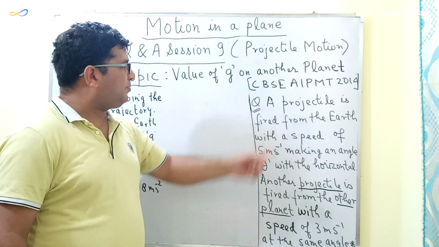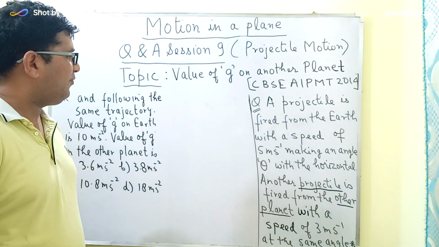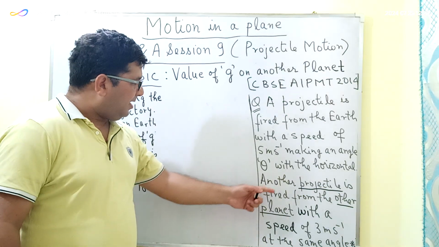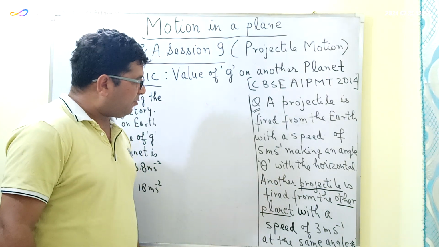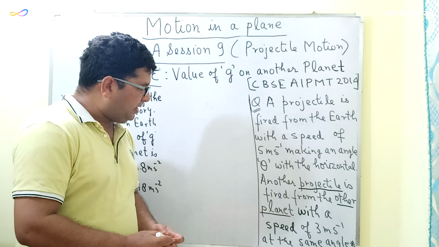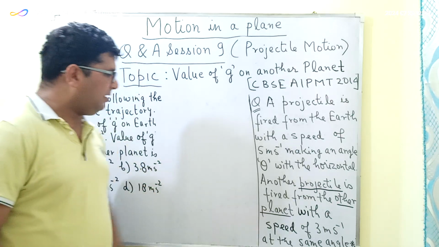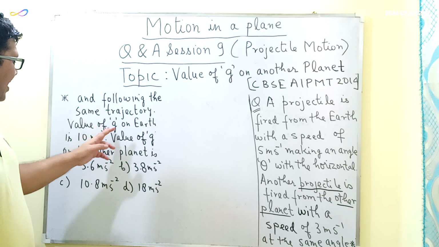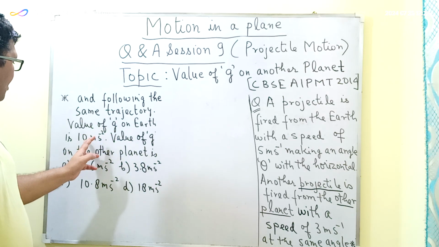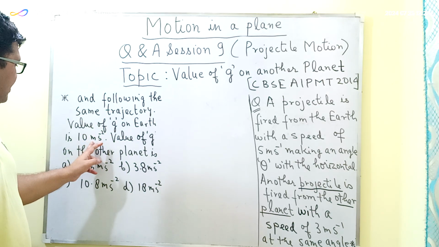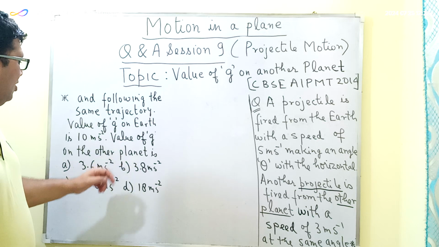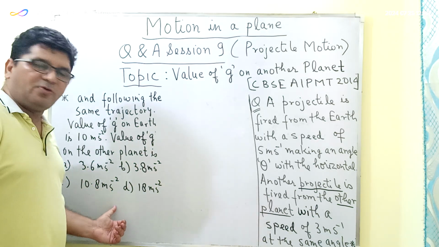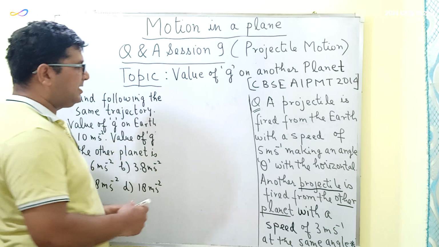The question here is: a projectile is fired from the earth with a speed of 5 meters per second, making an angle theta with the horizontal. Another projectile is fired from another planet with a speed of 3 meters per second at the same angle and following the same trajectory. The value of acceleration due to gravity on earth is taken as 10 meters per second square. So the value of acceleration due to gravity on the other planet is. We have been given 4 options here and we have to find the correct one.